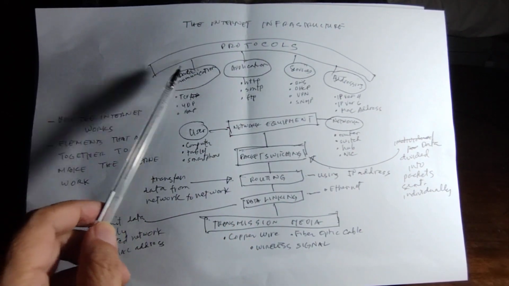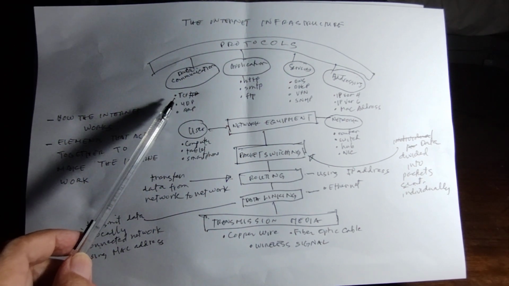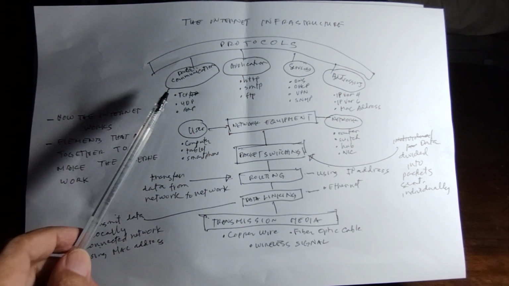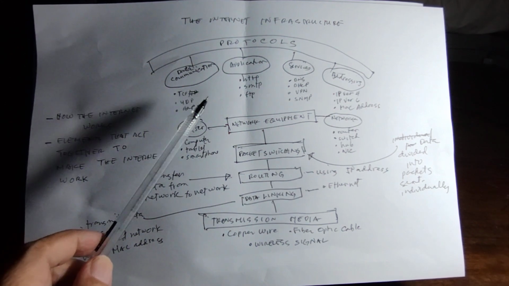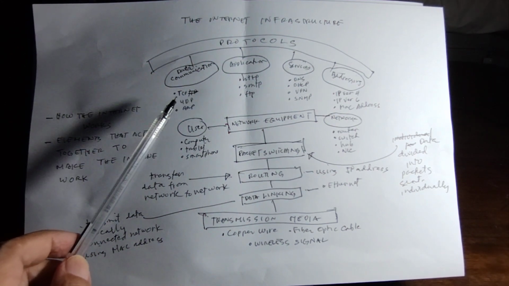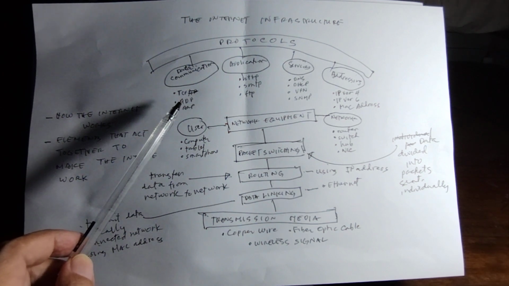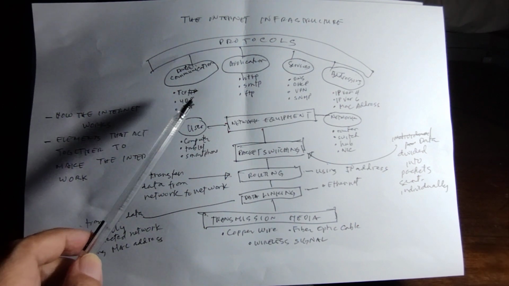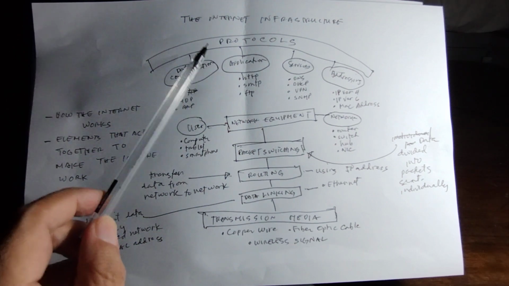We have data communication protocols like Transmission Control Protocol, which is a reliable way of sending data through the different network equipment and devices in the internet. The User Datagram Protocol is not reliable, but it's fast. Address Resolution Protocol is the way that a network address is translated into a MAC address.